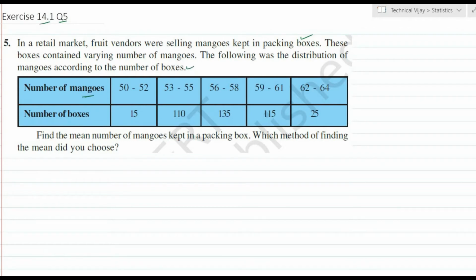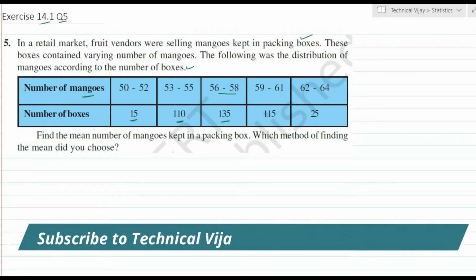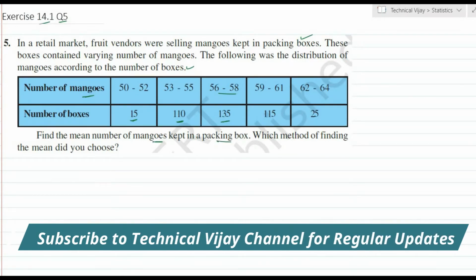Here the number of mangoes. Here 50 to 52 mangoes are in 50 number of boxes. Okay. 53 to 55 they are in 110. Here 56 to 58, 135 boxes. Like this distribution he has. This is the number of mangoes in a box. Find the mean number of mangoes. Mean number of mangoes kept in a packing box.